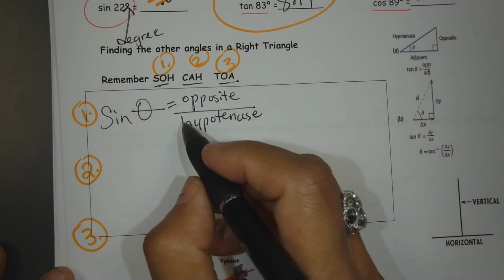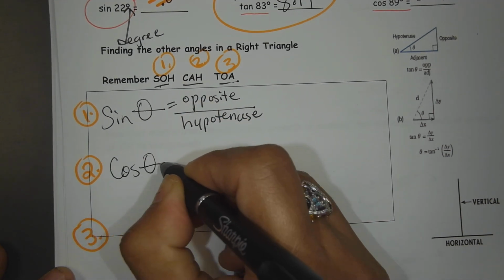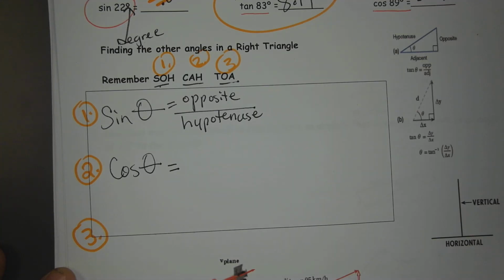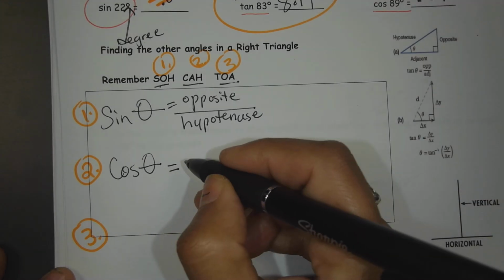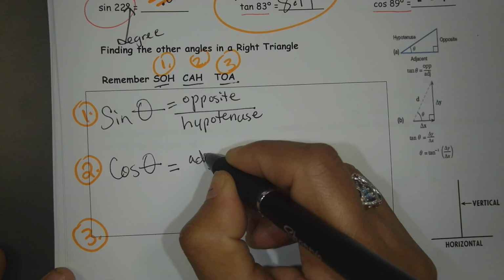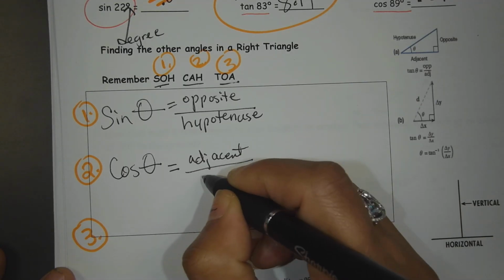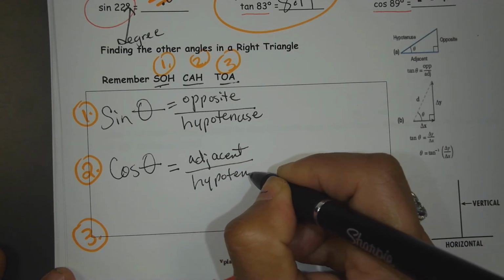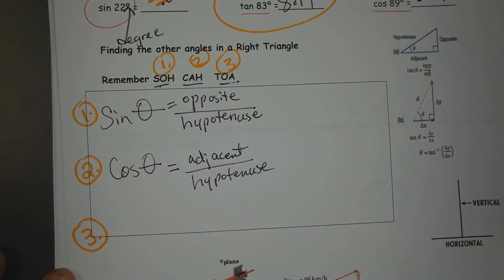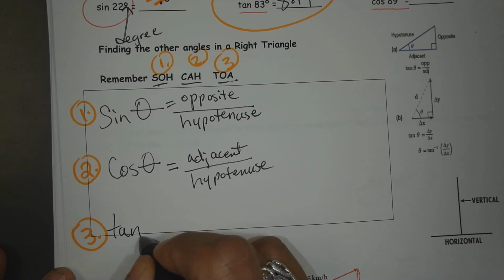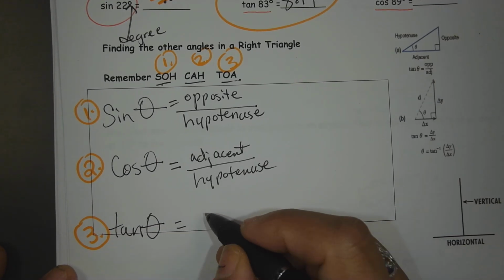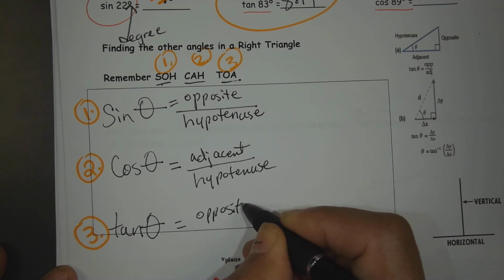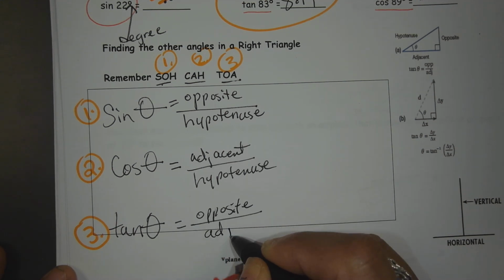The CAH, so I'm going to call this number 1, number 2, and number 3. The CAH stands for the cosine of theta. And you can tell now that my theta has a line that's horizontal and my zeros have a line that's vertical or at an angle on them. So cosine of theta equals the adjacent over the hypotenuse. And the last one, the TOA, is the tan of theta, oh, I better be in degrees, not rad, equals the opposite over adjacent.